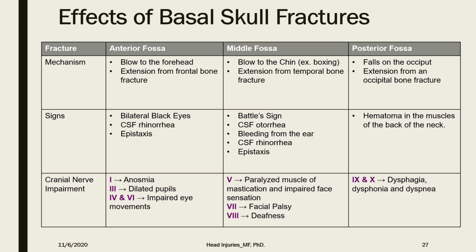If the trauma happened in the posterior fossa, as in case of falling on the occiput or extension from blow to the occipital bone or occipital bone fracture, a hematoma will be formed in the muscles of the back of the neck, and cranial nerves affection will include the vagus nerve and the glossopharyngeal nerve, leading to dysphagia, dysphonia, and dyspnea.